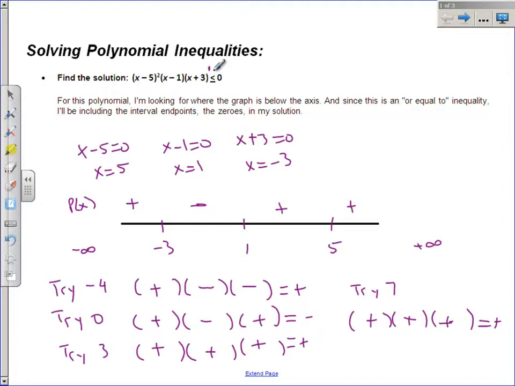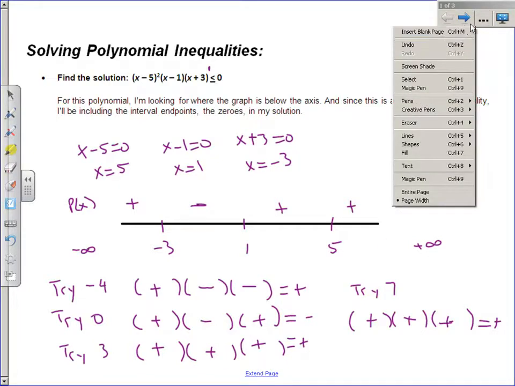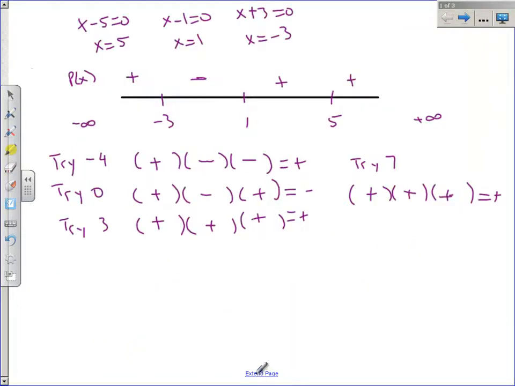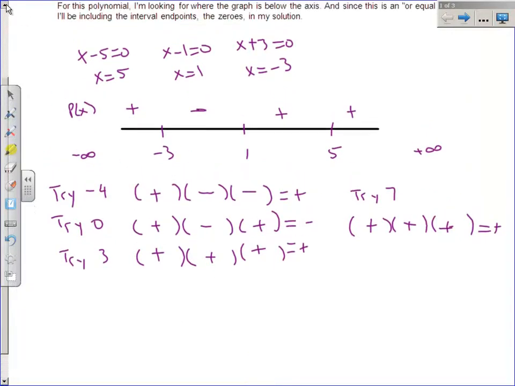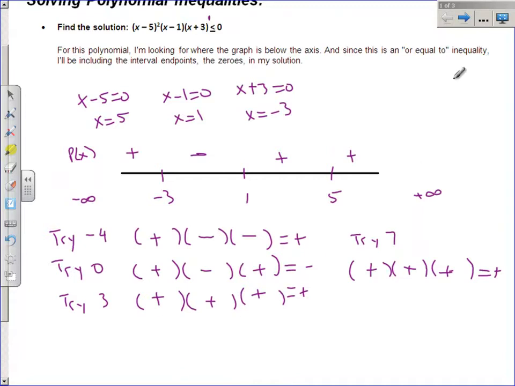We are going to state that this graph is below the x-axis or equal to on the following intervals. Let me get to my little pointer here. Go up just a little bit more so I can see. All right, so here is going to be my answer. From negative infinity to negative 3, my polynomial was positive. That means above the x-axis. Less than or equal to 0 means below. That is not in that interval.